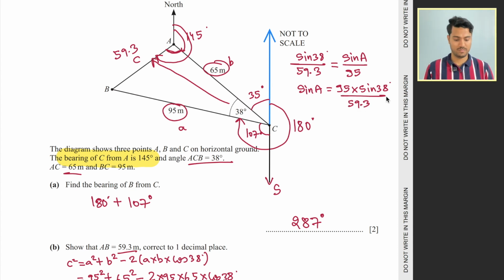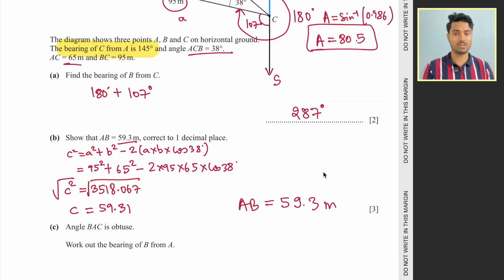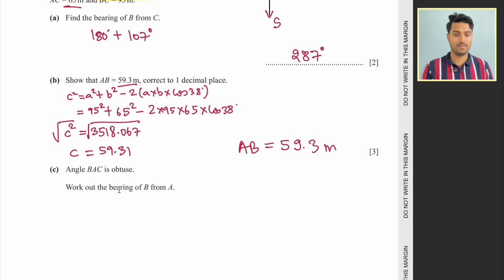Let's do this in calculator. 95 multiplied by sine 38, which is this much, divided by 59.3. We got the answer. Now A will be sine inverse of 0.986. So A is going to be shift sine inverse answer, which is 80.5. Now 80.5 is not an obtuse angle. They had clearly mentioned BAC is an obtuse angle. Our answer is 80.5. So there's a conversion.